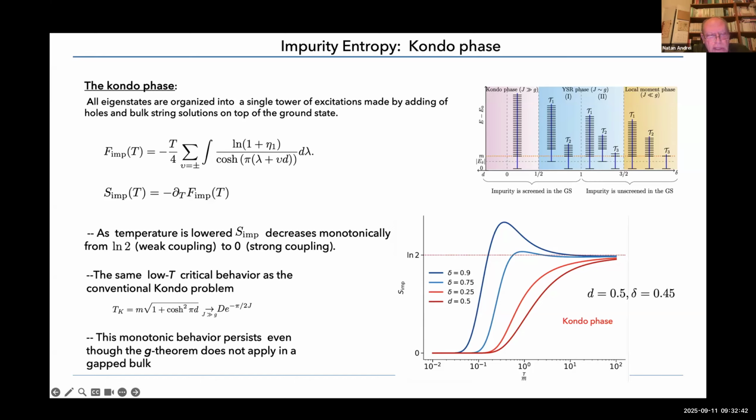But it's interesting that in the usual Kondo, one can describe it in terms of the g theorem, but the same physics occurs, although the g theorem does not apply because we have a gapped bulk. But we have similar critical behavior at low temperature as in the conventional Kondo problem.